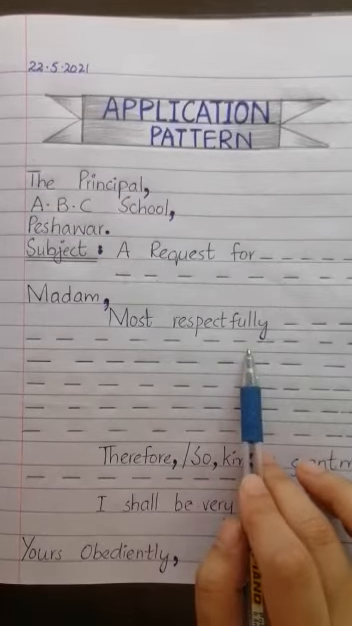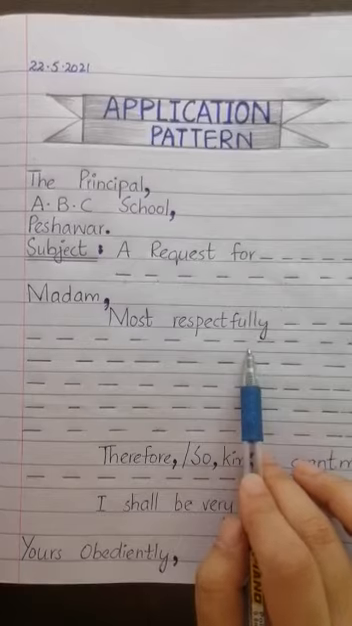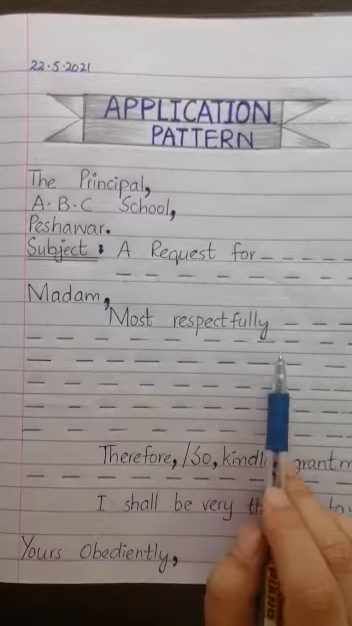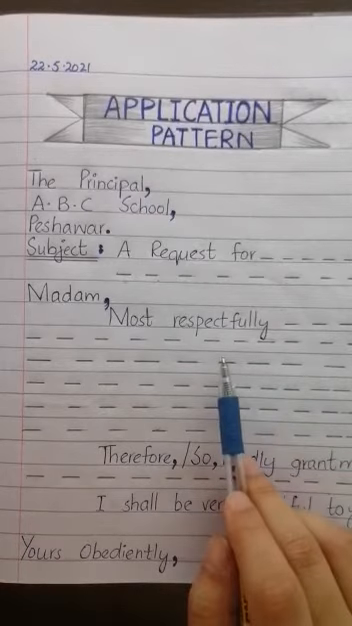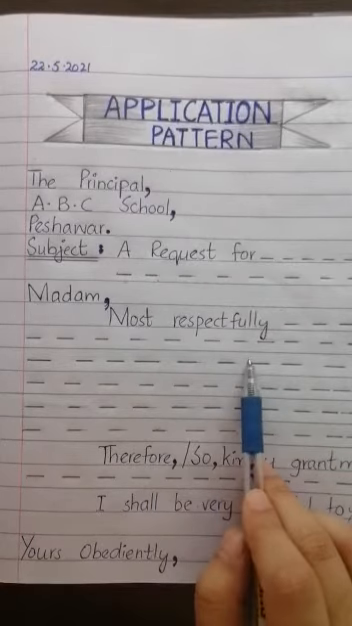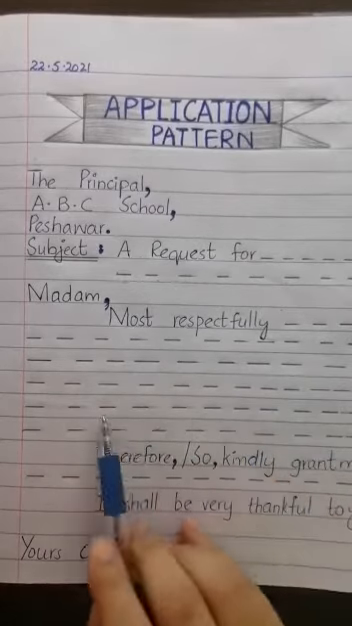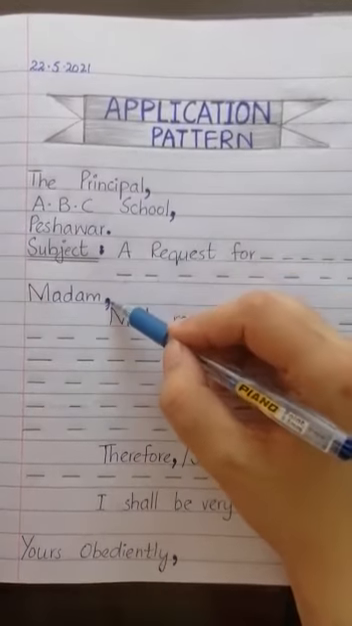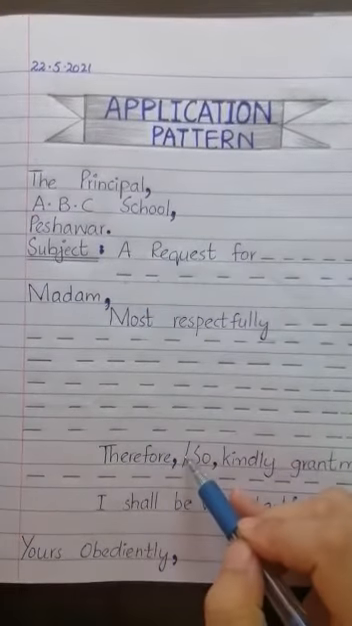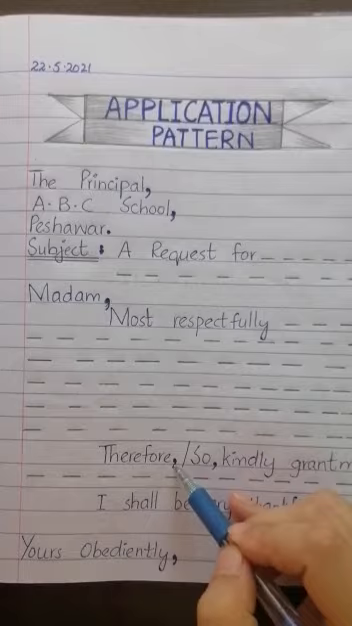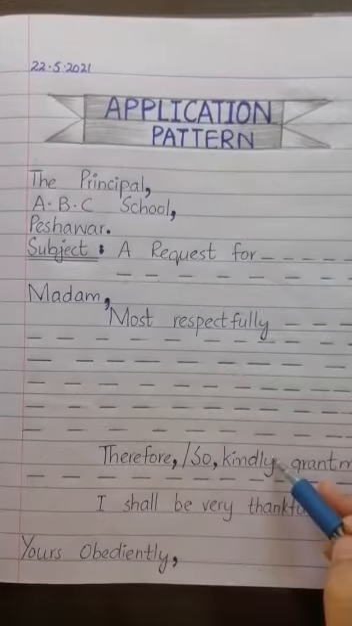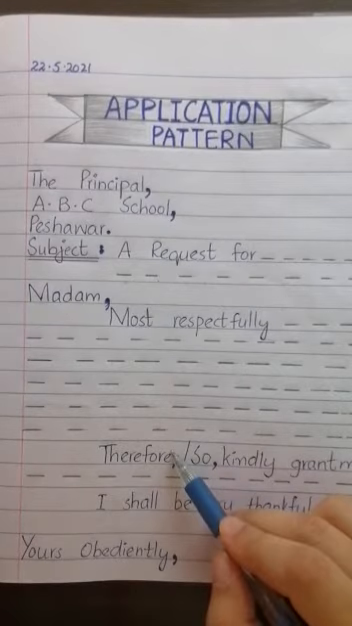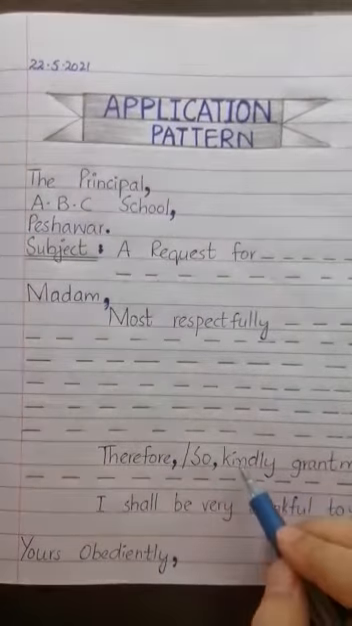Okay, if you are writing an application for an urgent piece of work, then you will write most respectfully it is stated that I am a student of class 7 and I have some urgent piece of work at home due to which I cannot come to school. This all should be in the dotted form, and after that you will write, just down the comma of Madam, you have to write therefore. If you have written therefore, then you don't need to write so kindly, but if you write so kindly, then you don't need to write therefore. You have to write just one over here, either therefore or so kindly.